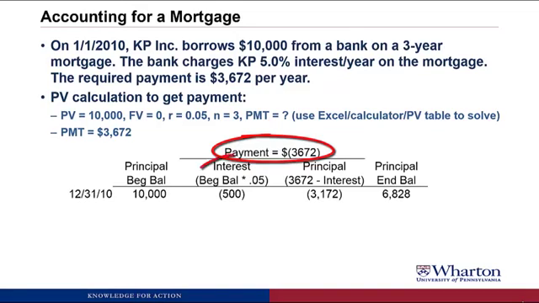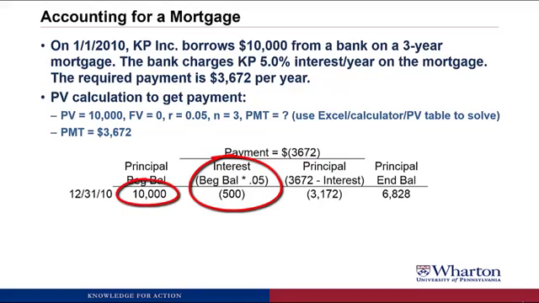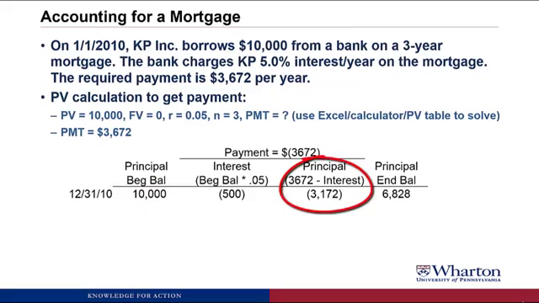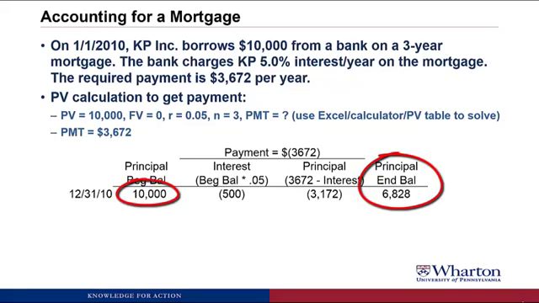Now that payment is going towards principal and interest. So first you calculate the interest portion of the payment. You take the beginning balance, which is $10,000, times the 5% annual interest rate. And so what we're owed in terms of interest for the first year is $500. So how much principal are we paying? It's the difference between $36.72 and $500 of interest, which means we're paying $31.72 of principal. So if we're paying that much principal, that means that after the payment, the ending balance in our principal, our mortgage payable, will be $68.28, which is $10,000 minus $31.72.